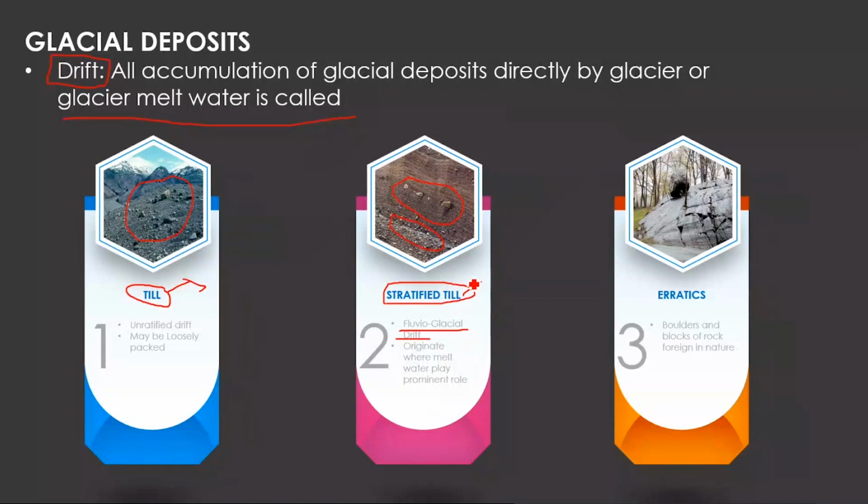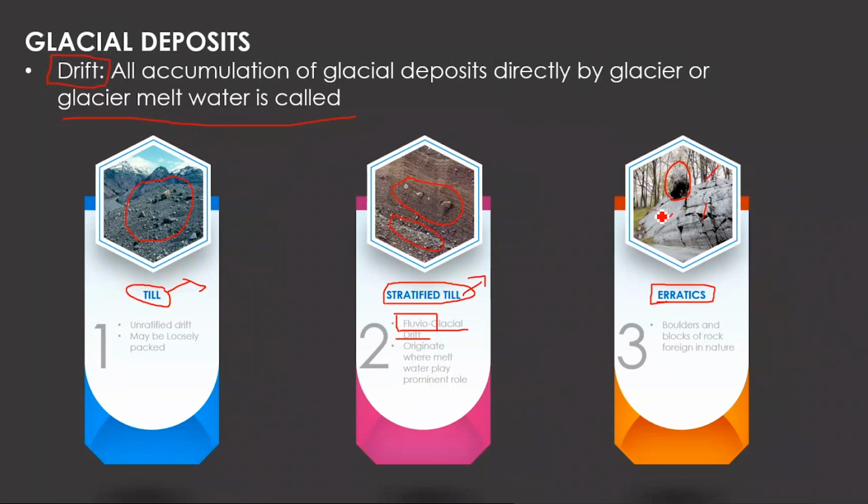Till means it is originated by an unsorted glacial deposit, but it is stratified, probably due to a fluvial process. The third one is erratics. Erratics are nothing but this: when a glacier carries material from the top of a hill or anywhere, it has no control over what to carry. So we may get some kind of rock which is completely foreign to this region.